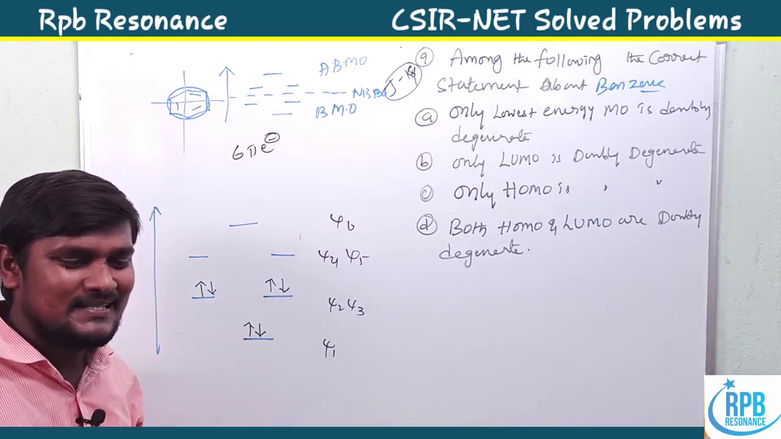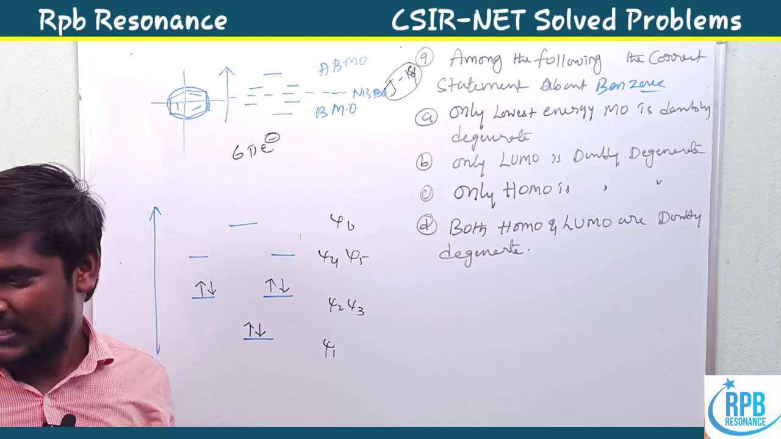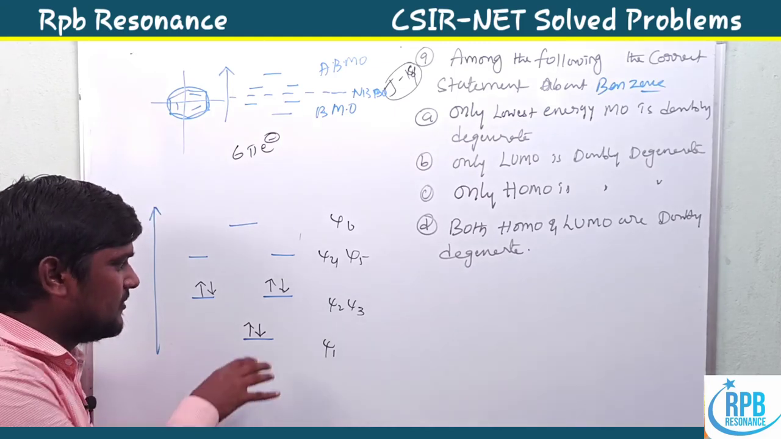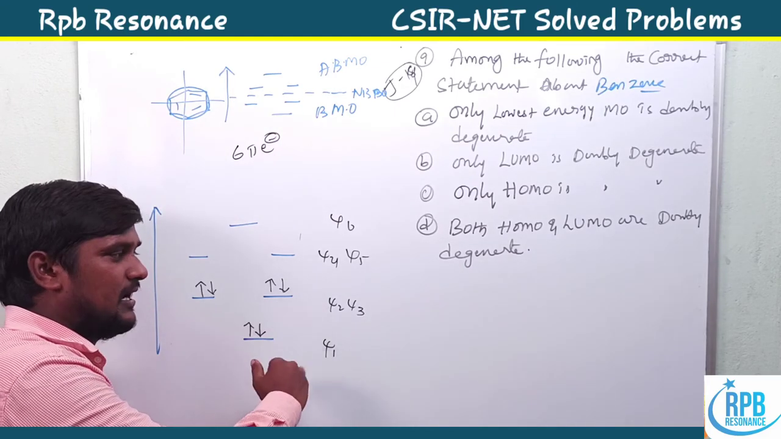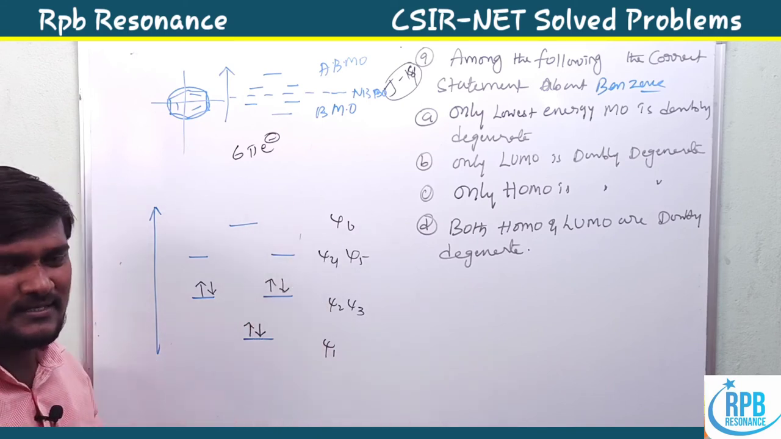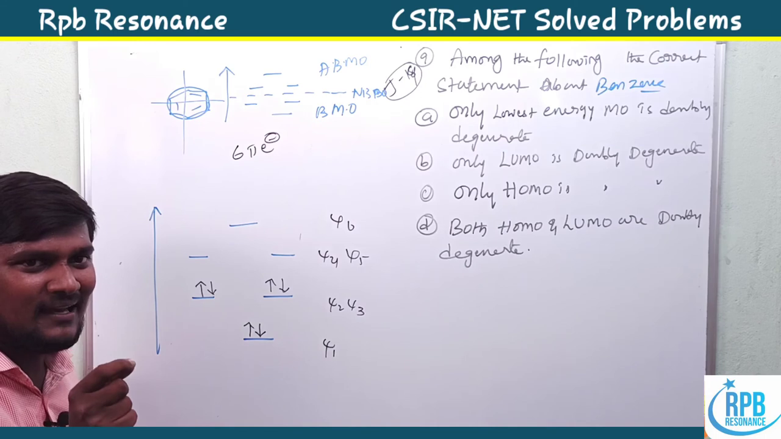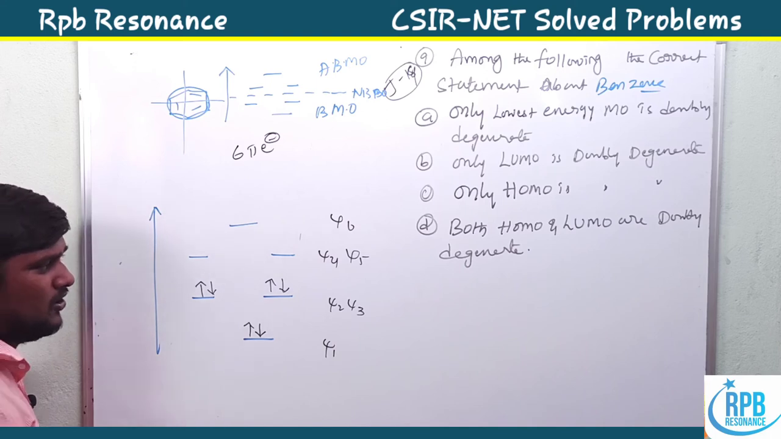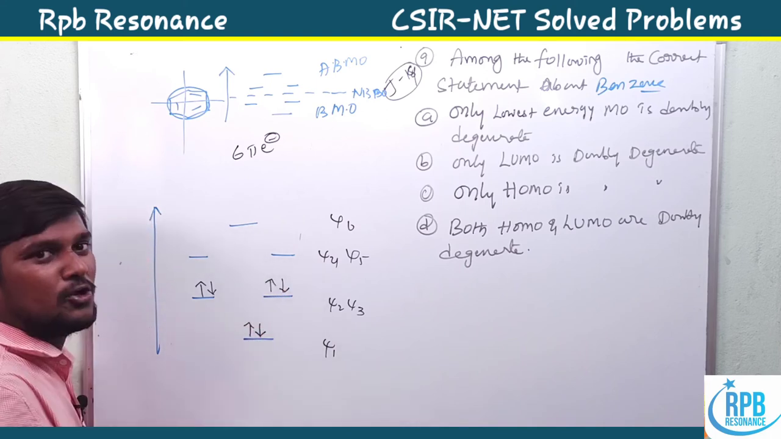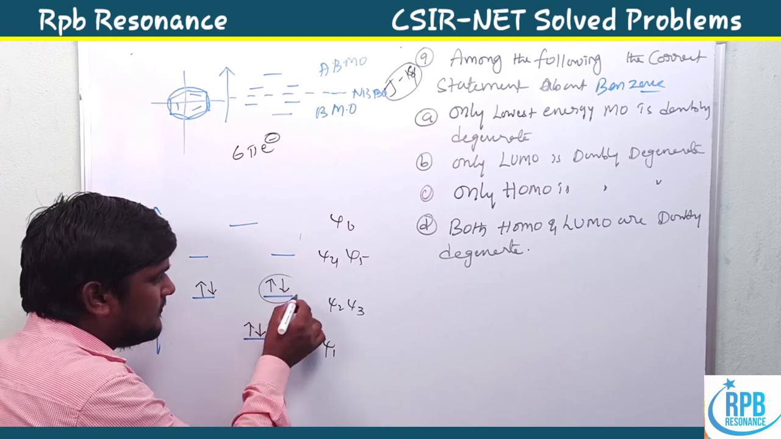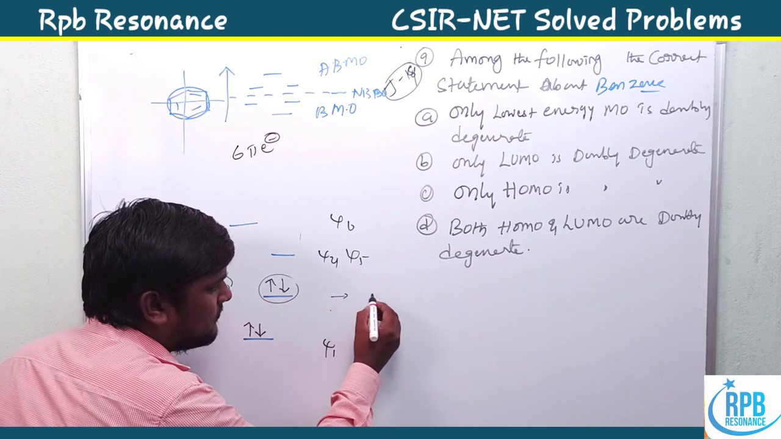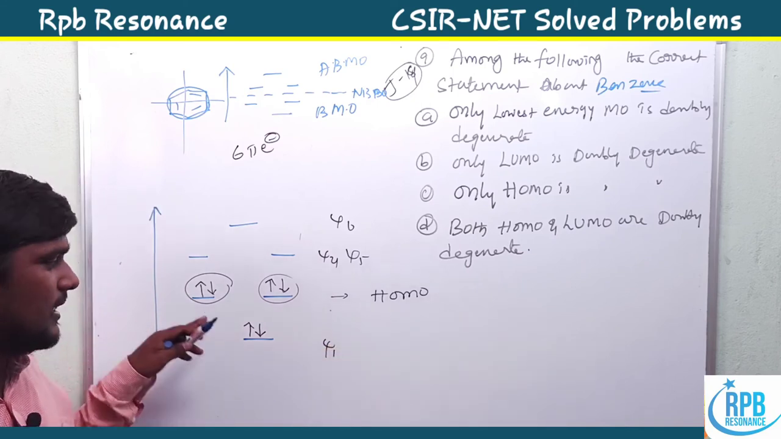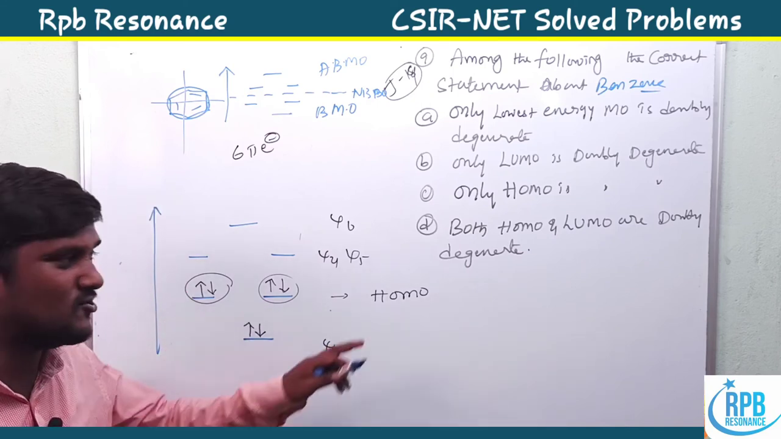Any energy level is filled with electrons starting from the lowest energy level, then the next lowest, then higher energy levels. That is the electron filling method. Now, the highest occupied molecular orbital is the highest energy level which is occupied by electrons. This is called HOMO, that means highest occupied molecular orbital.